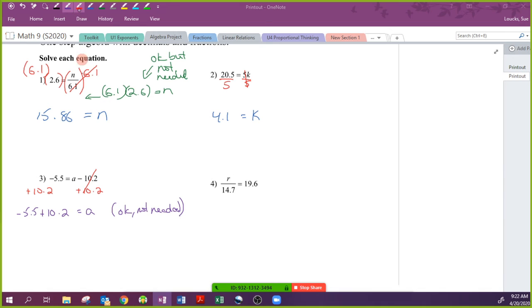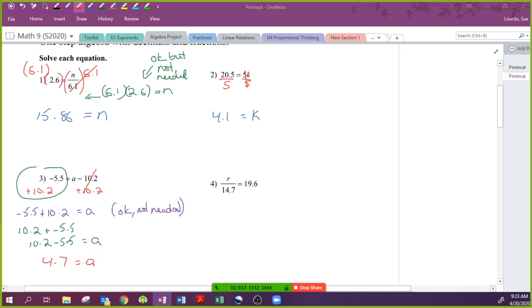What you do need, actually, let me just show you a little thing. What if you wrote it as 10.2 plus negative 5.5 instead? So you got 10.2 minus 5.5. So when you're doing this calculation up here, that makes the calculation simpler. If that doesn't make sense to you, just ignore it. The important thing to have next is my answer, 4.7 equals A.